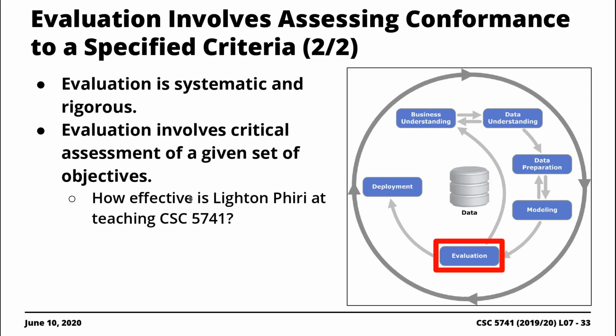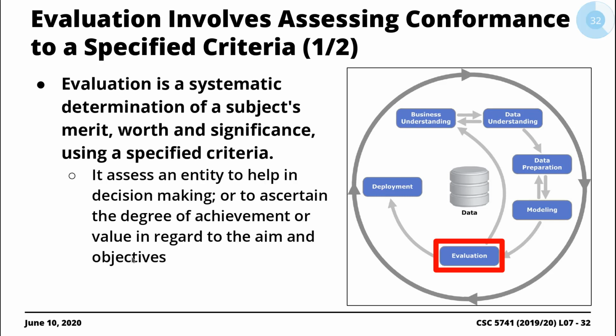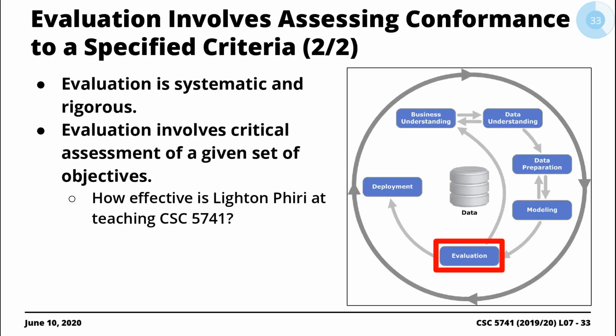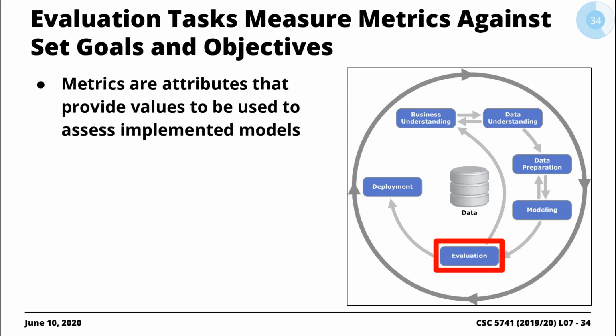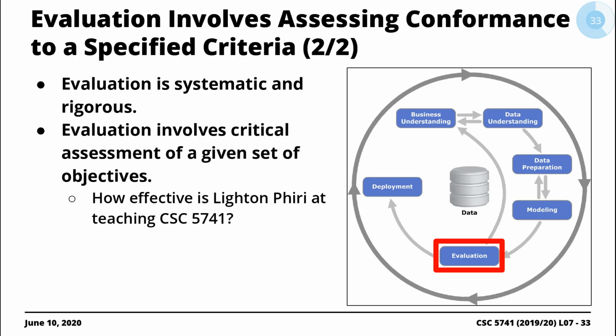The evaluation itself. And once you identify an aspect of evaluation that you're interested in, then you settle on the specific metrics that you're going to measure, right? So if you're interested in measuring the effectiveness of Lighton, for instance, you identify things that you're going to use to assess the effectiveness of Lighton. Those would be your metrics. More on that shortly. So metrics would be attributes that will provide you the measurable that you use to assess the implemented model against the objective.